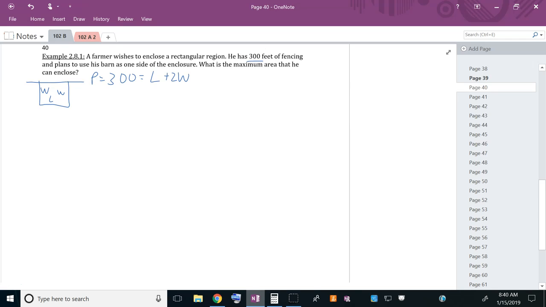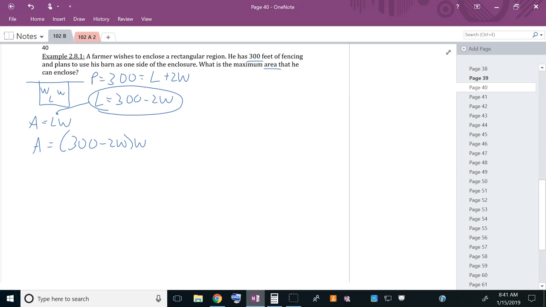Now, I'm going to take that equation and solve it for one of the two variables. L is just a little bit easier. So let's write that as L is 300 minus 2W. Now, we would like to find area then. So as we hopefully remember, area is length times width. And let's take this expression for length and plug it in there so that I can write A equals 300 minus 2W. There's my L, and there's my W.